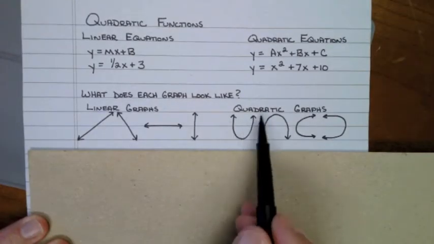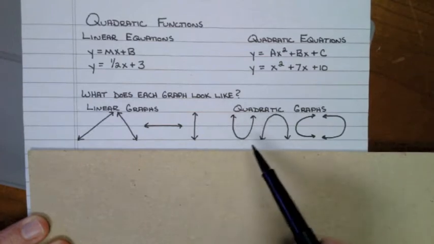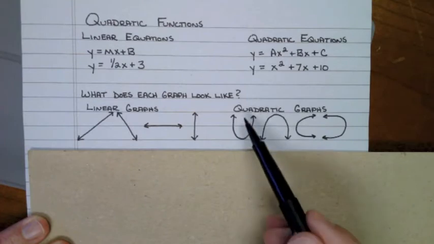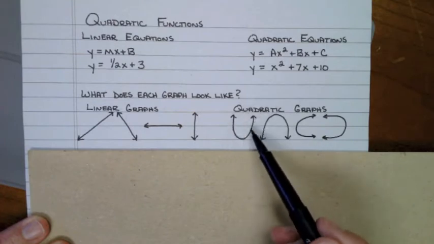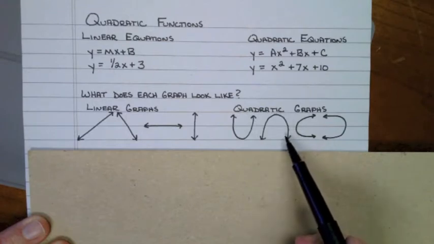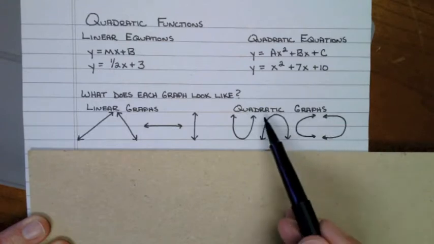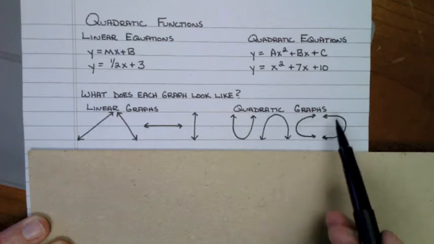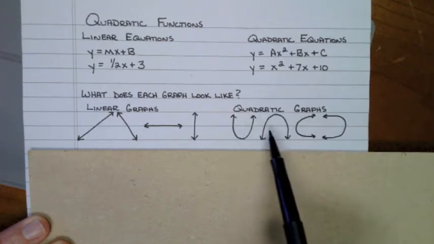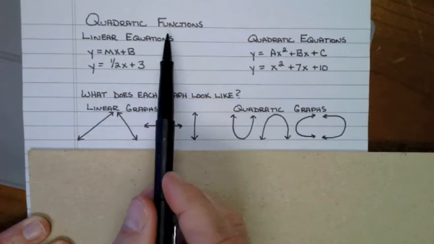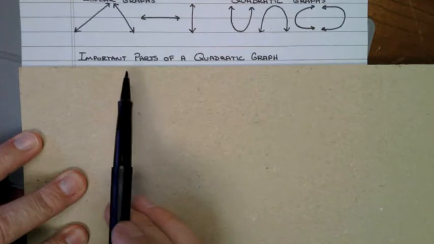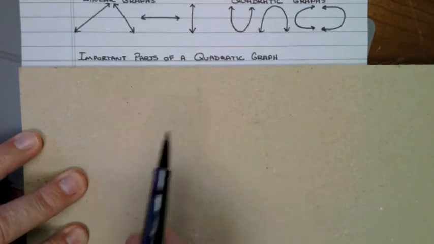These arrows that are pointing in this direction, they keep going at a slight angle, and they would keep going in that direction, but there's no way I can draw a line going straight up and down that's going to touch this graph more than once. That means this one right here would be a function. This one and this one, which are also quadratic graphs, would not be functions. So of the graphs that we're going to look at, we're only going to look at these two types, the ones that are functions. So again, we're going to go over important parts of a quadratic graph.